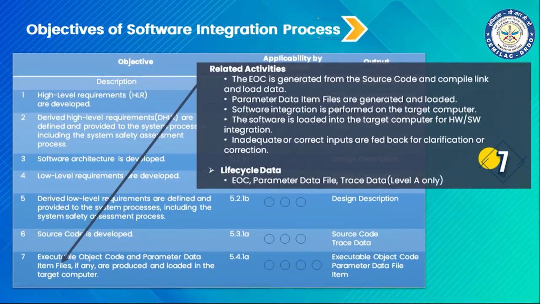There are 7 objectives to be met in the software development process. The objective with respect to this phase is objective number 7, which specifies that executable object code and parameter data item files, if any, are produced and loaded in the target computer.